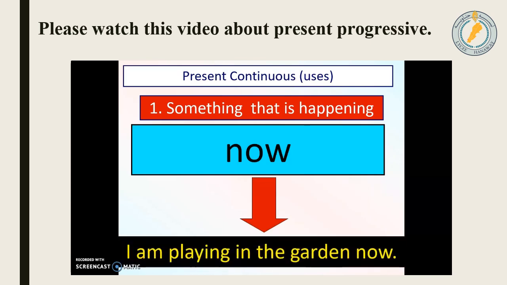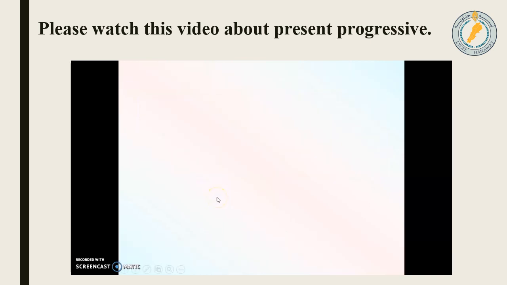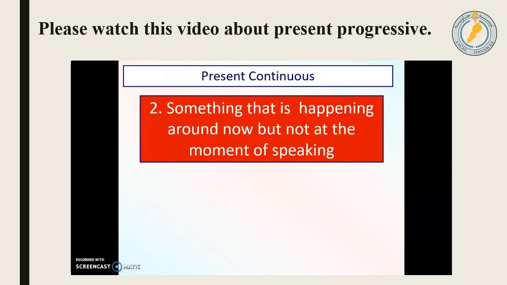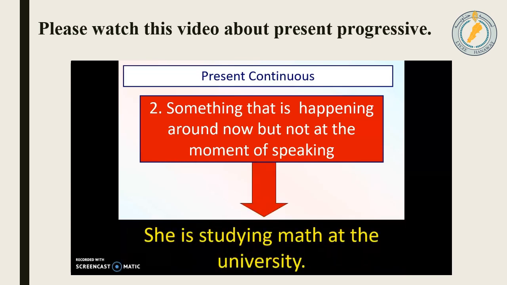For example, I say, I am playing in the garden now. The teacher is explaining the lesson now. Also, the present continuous tense is used to talk about something that is happening around now, but not at the moment of speaking. Example, she is studying math at the university.